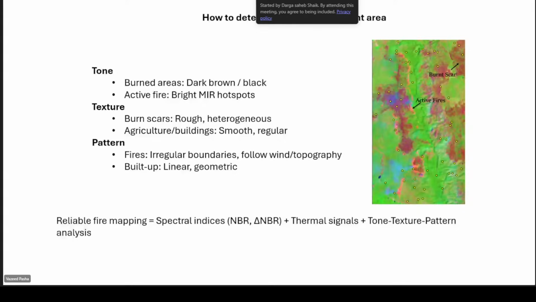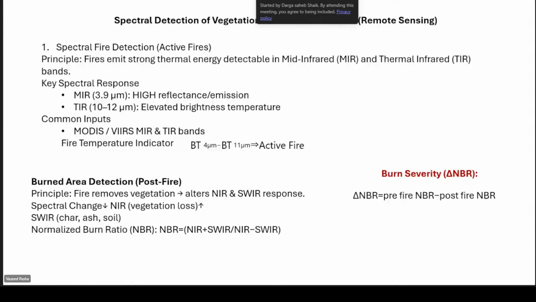The most widely used spectral index is the normalized burnt ratio, NBR, or differential NBR. What will it use? It will use the thermal signal and the tone, texture, pattern analysis. So how can we analyze this? I'll show one with the formulas.